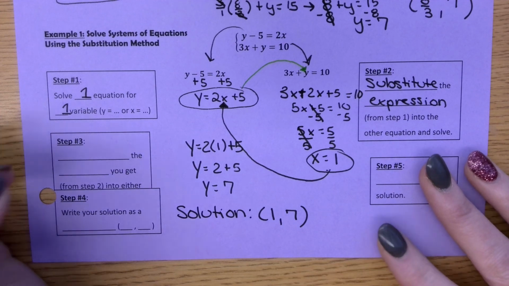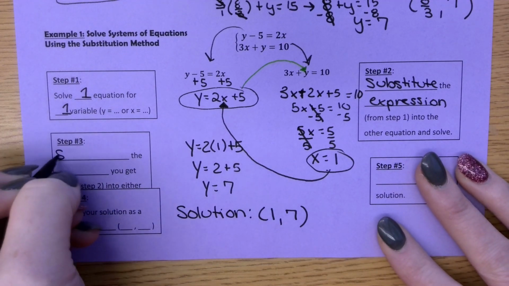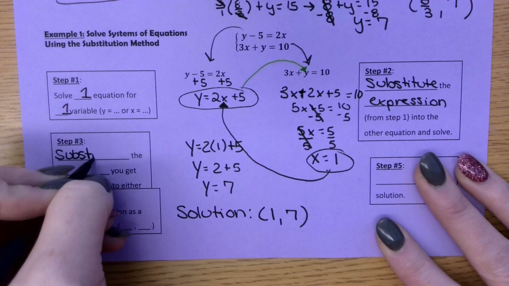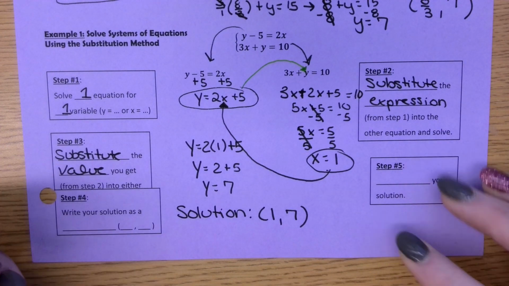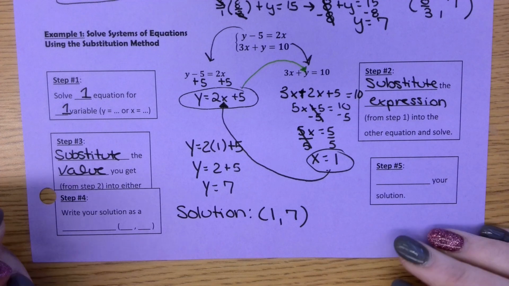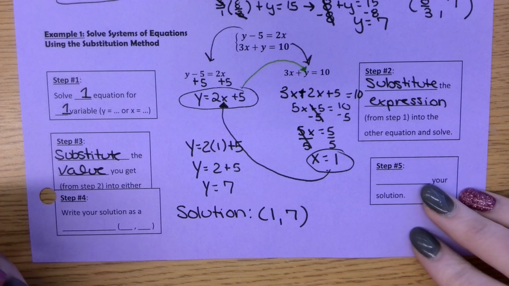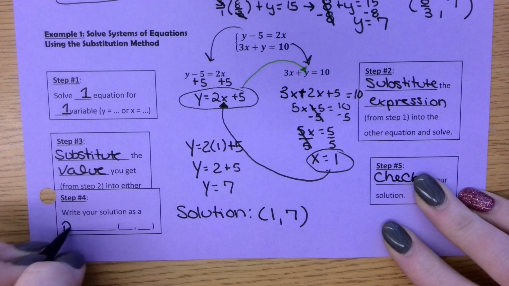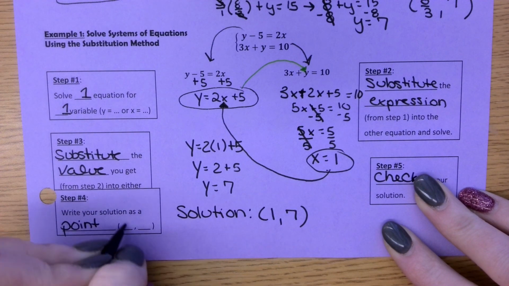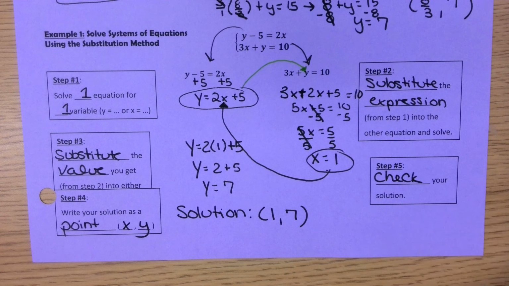Sorry, I kind of got ahead. Step 3, you're going to substitute the value you got from step 2 into either equation. Then step 5, you're going to check your solution, and you're going to write your solution as a point, x and y. Okay. That is your notes for this unit, for this topic. Go ahead and work on the maze worksheet.